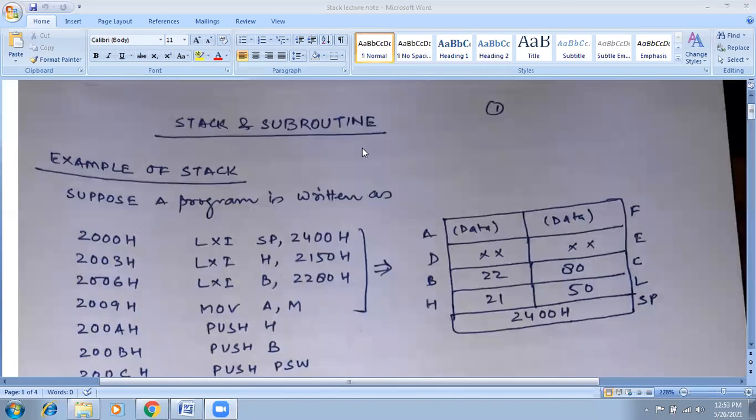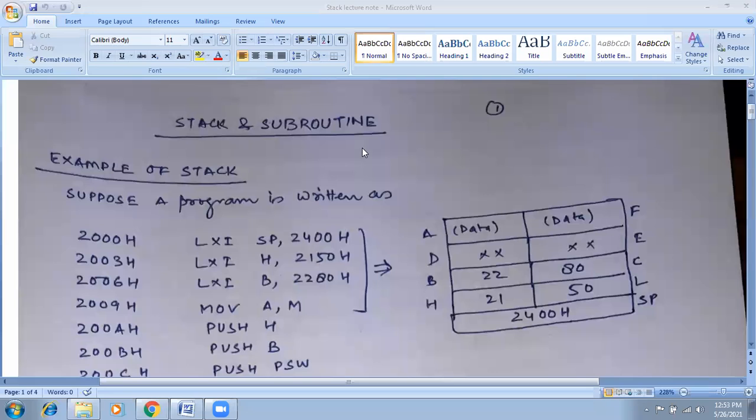So that is why we use two instructions, push and pop. Push instruction is used to store the data of the register pair into the stack, and pop is the instruction by which we can retrieve the data which is already stored in the stack.